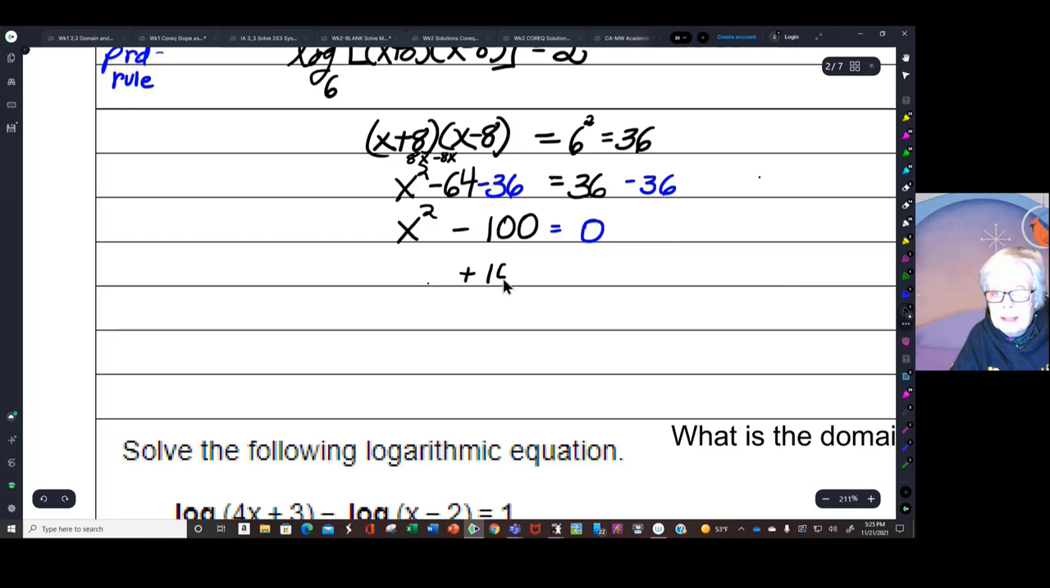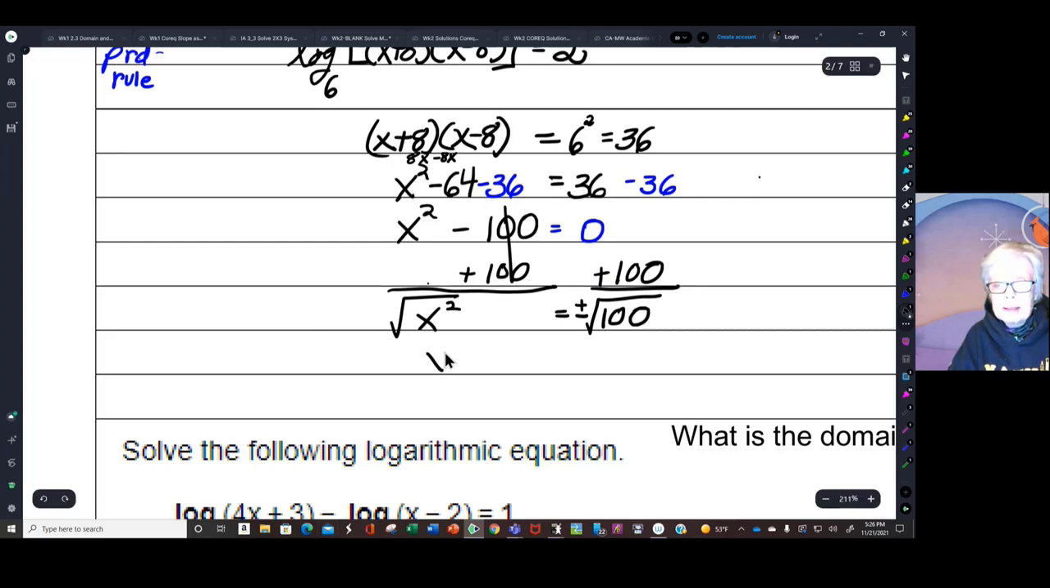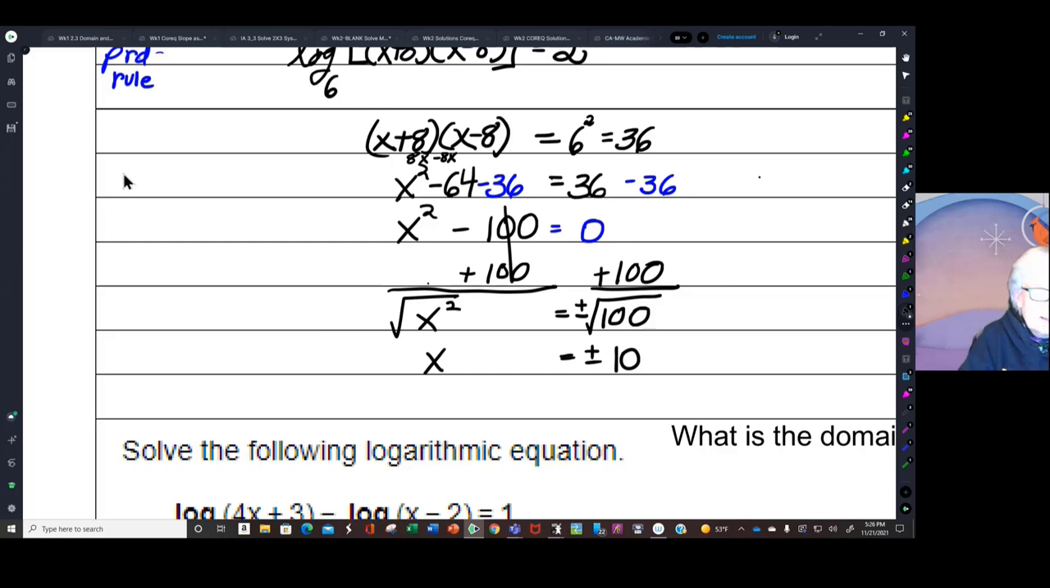Add 100 to both sides of the equation. Negative 100 plus 100 is 0. X squared equals 100. Take the square root of both sides and don't forget the plus or minus. So x equals plus or minus 10. So let's take a look at this. X equals 10. X equals negative 10.